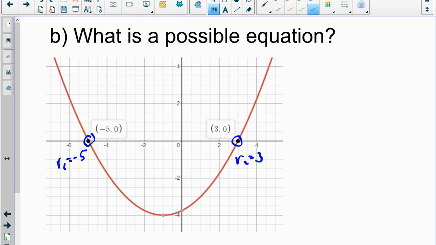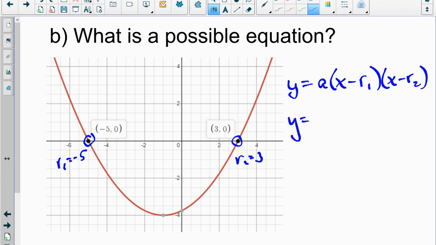Do you remember the form of the equation we wrote earlier in our notes? Y equals A times x minus R1 times x minus R2. Now A can be any number. However, I notice my parabola opens up, so it really should be a positive number. It can just be 1, or 2, or 3, or 4, or 5, or even 1/2, or 2/3, or 4/5, but it needs to be a positive number.